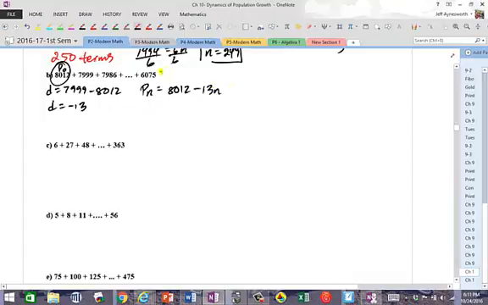What I want to do is find n here. This term right here is equal to p sub n. So here we go. 6,075 is equal to 8,012 minus 13n.